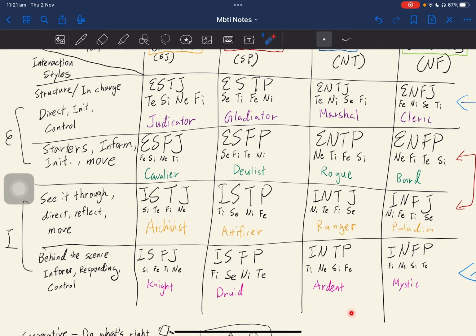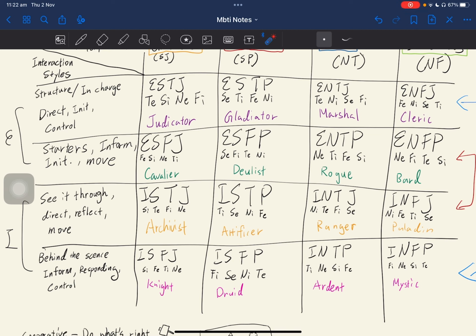Then there is the INTP. If INFP is about moral values and feelings, INTP would be more about the keeper of logic and wisdom. So INTP, keeper of knowledge, ideas, and wisdom. So yeah, the INTP, the scientist, Albert Einstein, that kind of thing.